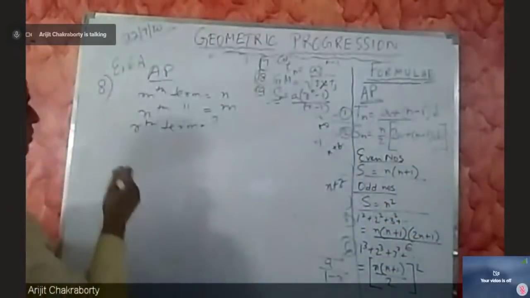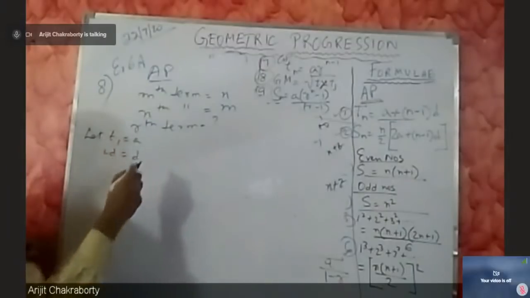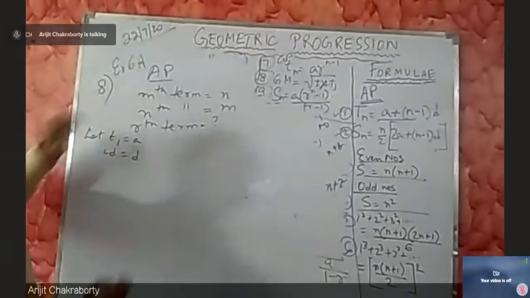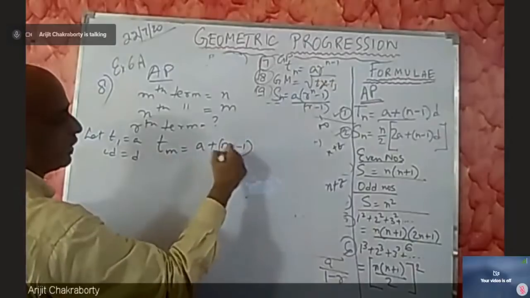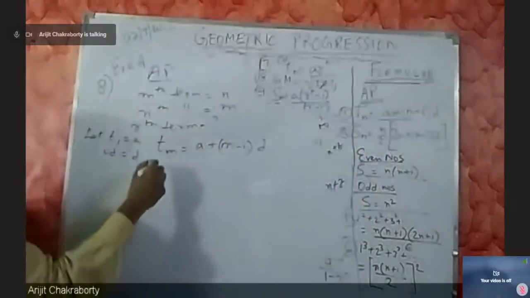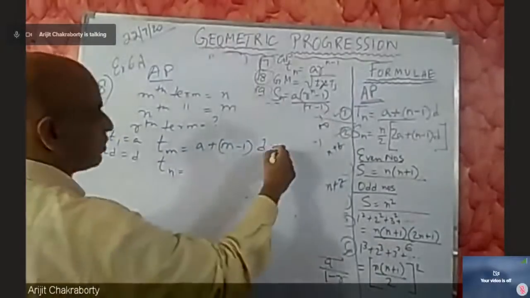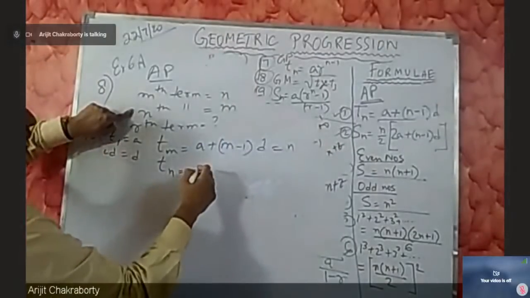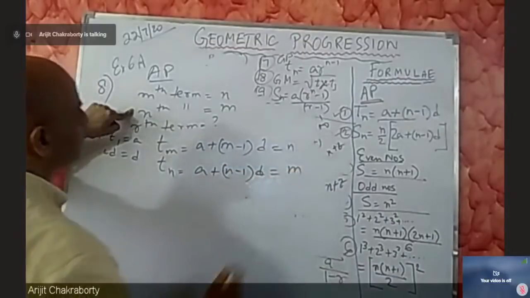So let term 1 be A and the common difference is D. It's an AP. So I take common difference as D. Mth term, that is Tm, will be A plus m minus 1 into D. Formula is here. This is equal to n because it's given. Tn, nth term: A plus n minus 1 into D. This is equal to m.